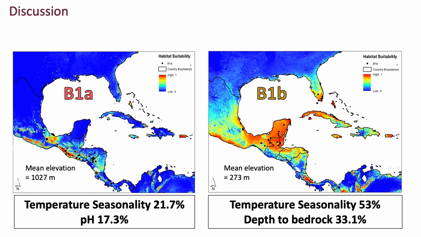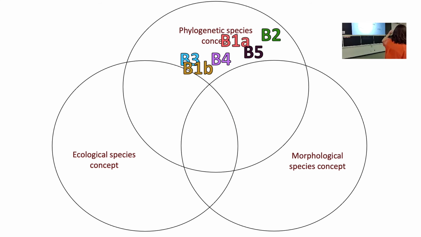And it's found in very seasonally dry areas and deciduous forests. So if we think about the Yucatan, that's a generally pretty dry area. So based on this evidence, we can see that B1A and B1B fit the phylogenetic species concept as monophyletic groups, and they also fit the morphological species concept.